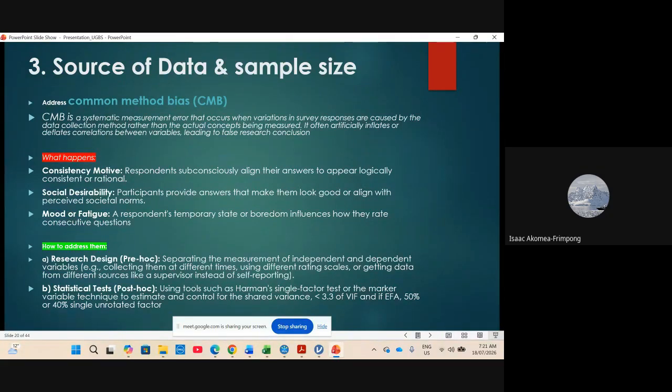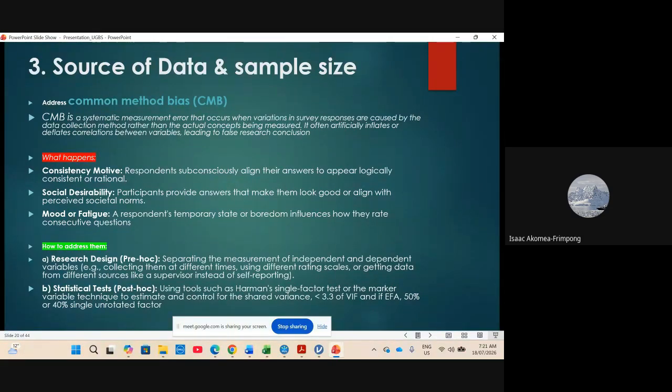Okay, and then when you are collecting data, you can use different supervisors, different researchers, instead of just self-reporting. Let me give this example: maybe you take a certain group of people that you know, and then you let them respond. Also, you can use tools like the Harman single factor test, which you can run in Stata. You can also run it in SPSS.